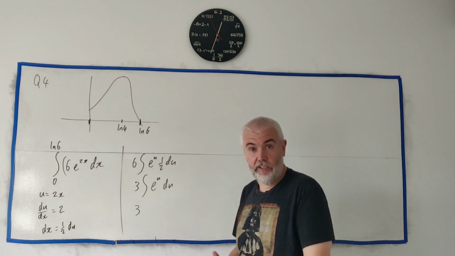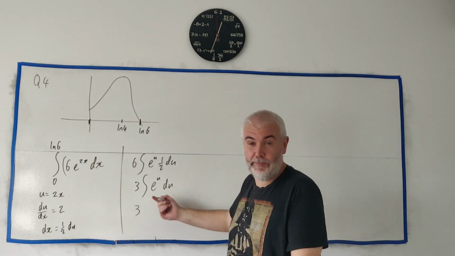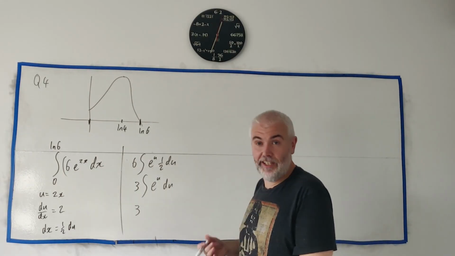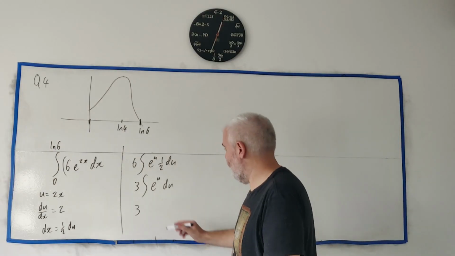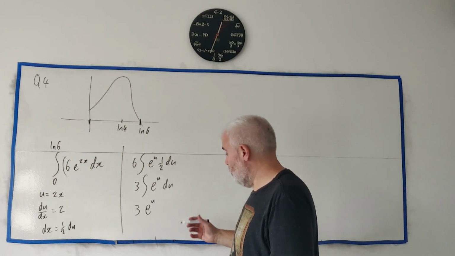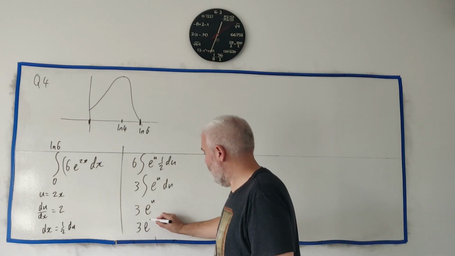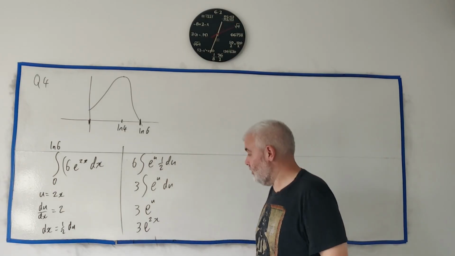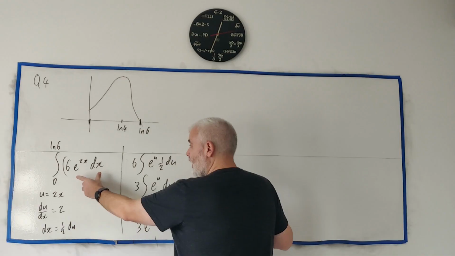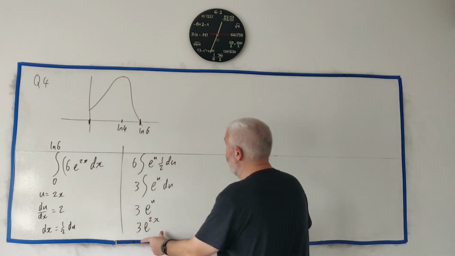The integral of e to the u is just e to the u. That's the special thing about e. Its integral and derivative is the same as itself. So the answer is e to the u, or e to the 2x, because that's what u is. So the integral of this guy is just this.